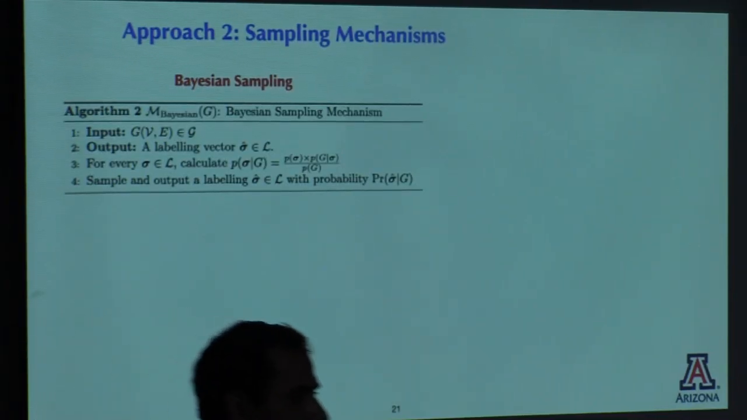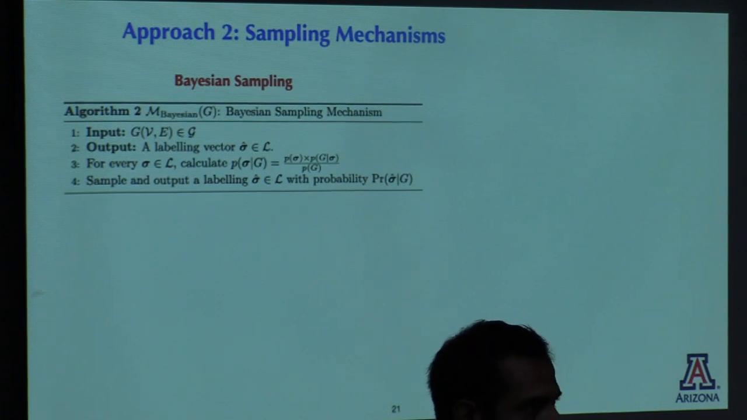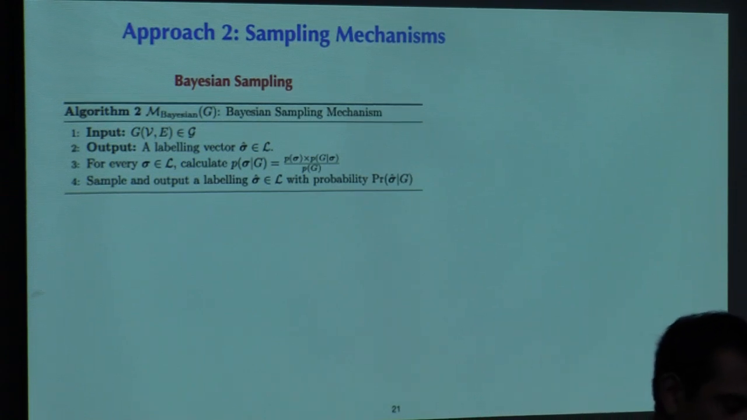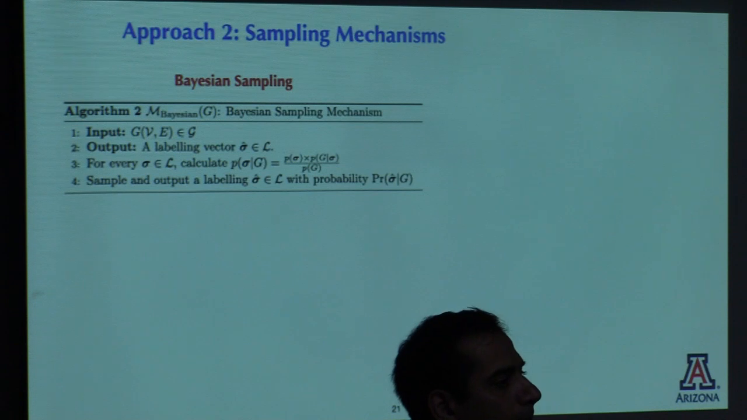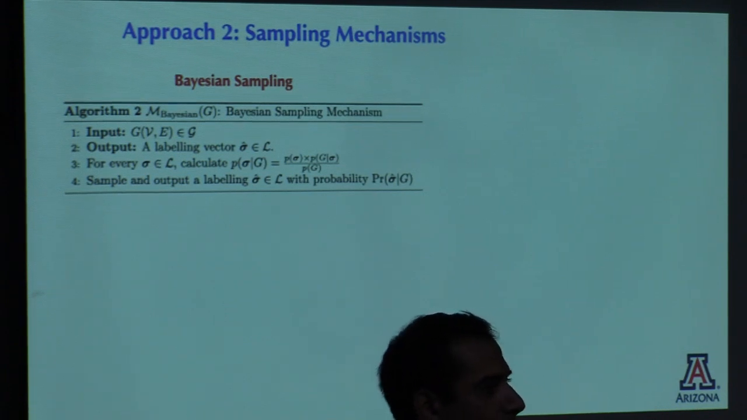Originally, we made some differentially private algorithm and got something, E bar, and now we are trying to find the original E from E bar. Why are we doing this? No, we are not recovering A. We are recovering the labels of the nodes. We are not recovering the graph.